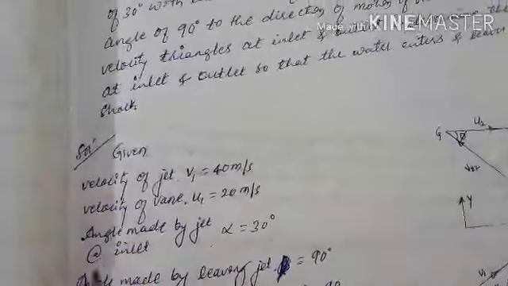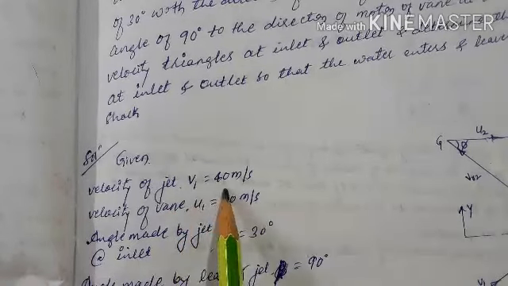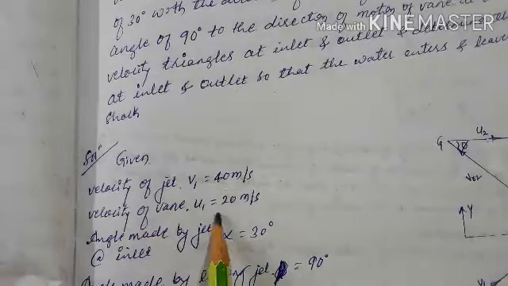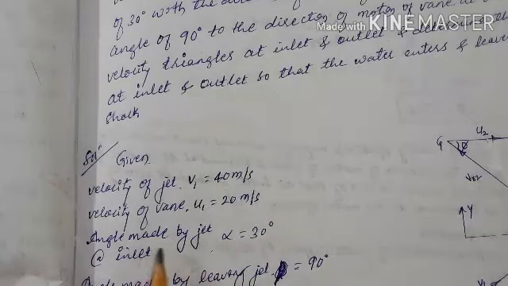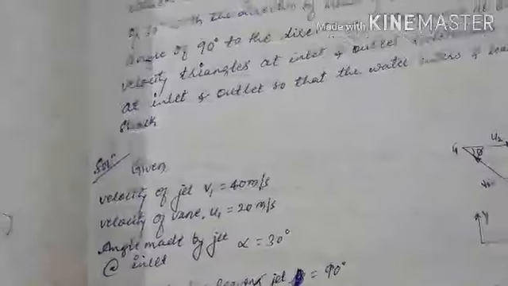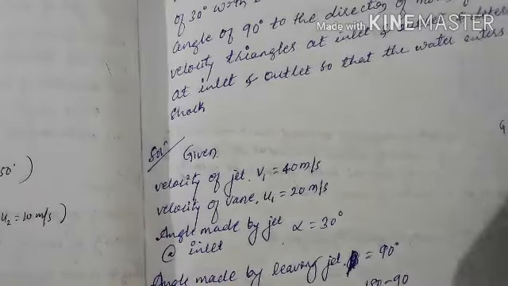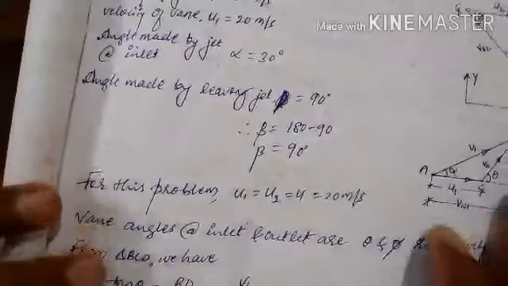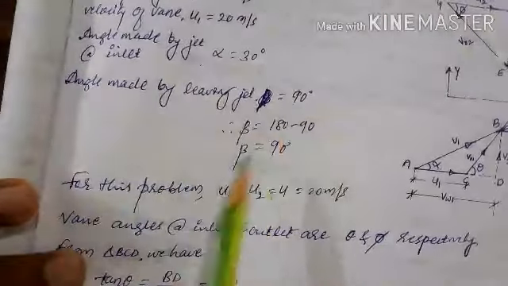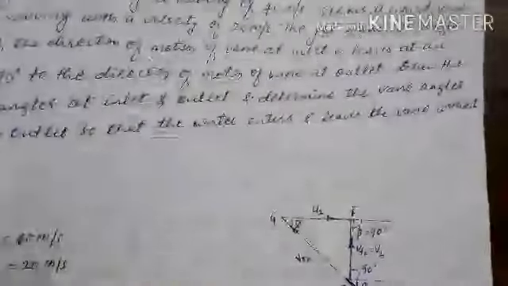So first write the given data. The velocity of jet is 40 meter per second, velocity of vane at inlet is 20 meter per second, angle made by the jet at inlet, alpha, is 30 degree. Then angle made by the leaving jet is 90 degree, so beta is 90 degree here.